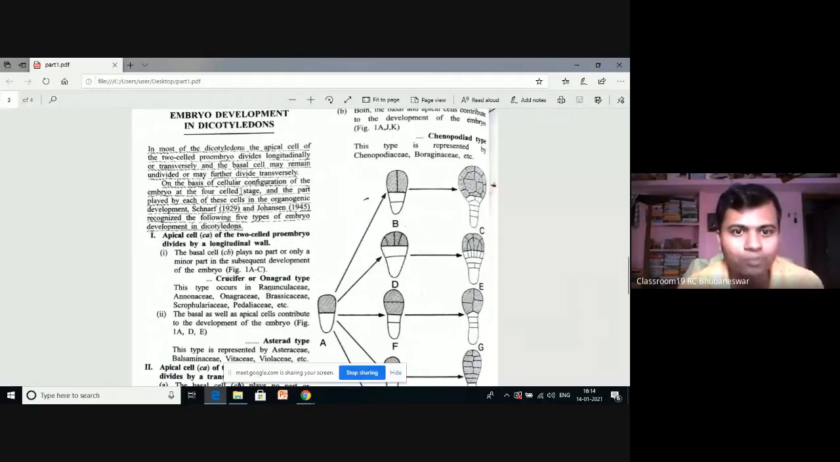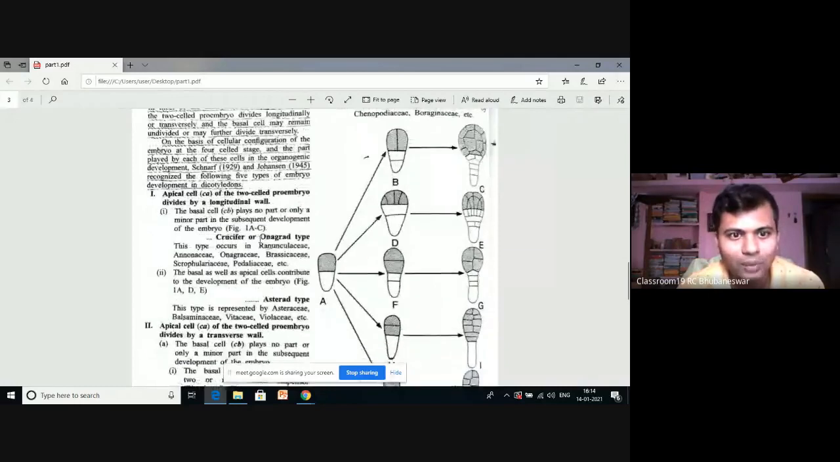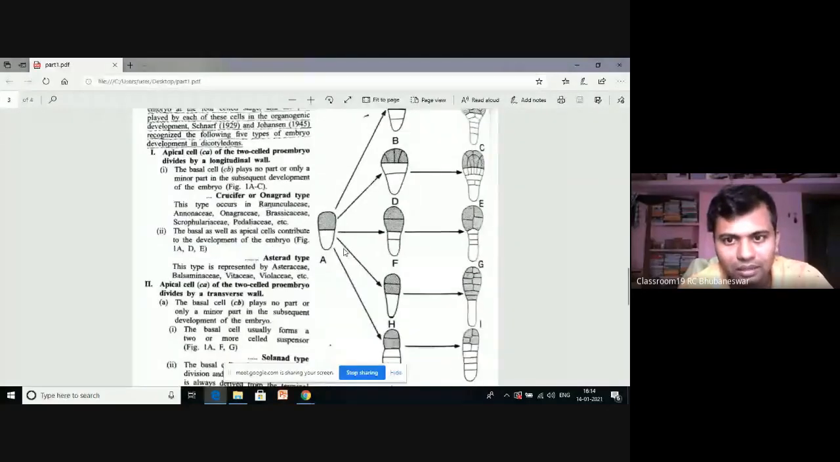One type is the crucifer type. First, the zygote divides to form an apical cell and a basal cell. Look at figure A. The upper one is the apical cell, and the lower one is the basal cell. Here, the apical cell of the two-cell proembryo divides by a longitudinal wall. Remember these things, and you have to understand that.